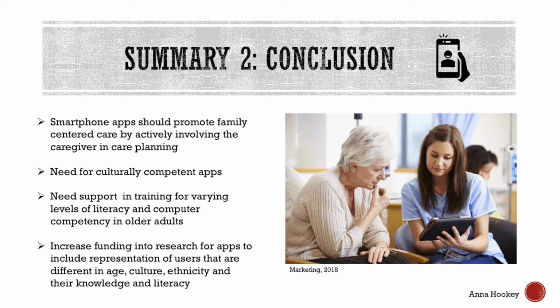In conclusion, the researchers found that overall, the smartphone apps need to promote family-centered care by actively involving the caregiver in care planning. There is also an increasing need for culturally competent apps by including more languages and translations. They also need more support and training for varying levels of literacy and computer competency in older adults. For future research, they mentioned increasing funding for apps to include representation of all types of users.